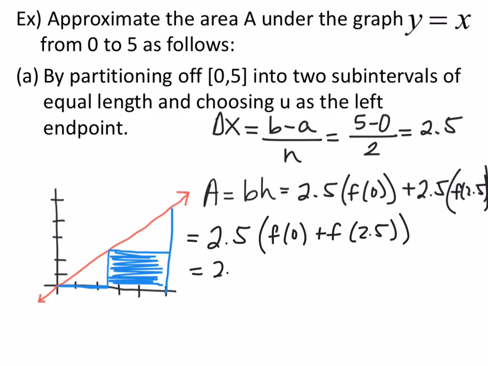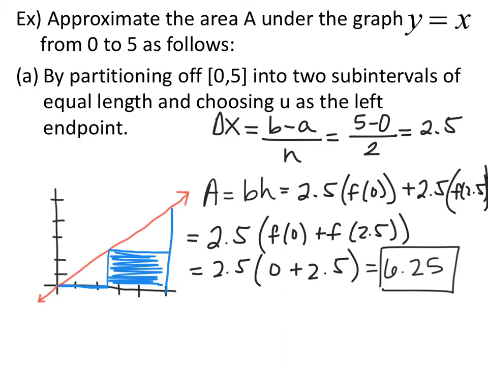Well, f of 0, the height at x equals 0, is 0. The height at x equals 2.5 is 2.5. So then I'm just going to plug this in my calculator and figure out my area of these two rectangles. If you plug this in your calculator, you end up with an area of 6.25. So our estimation of the area under the curve is 6.25. For this one, we can actually find the actual area. It makes a triangle. So go ahead and pause the video for a second and find the actual area under the curve.